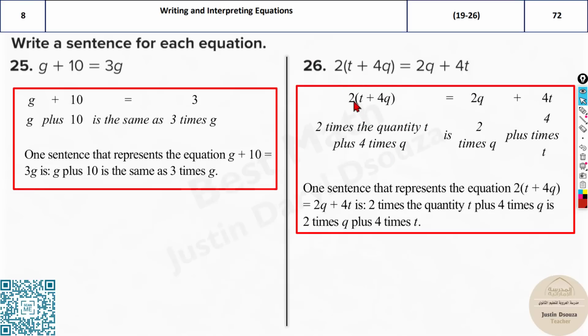It's up to you. Quantity of t plus 4 times q is 2 times q plus 4 times t. So these would be all different variations of the answer. These are not the only answers. There can be different ways of interpreting these equations. So be careful in your options. Read all your options and then match.